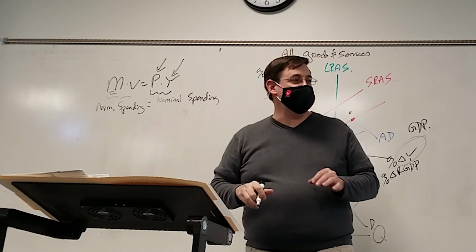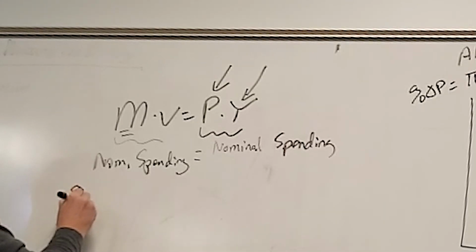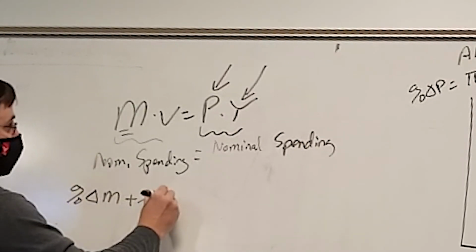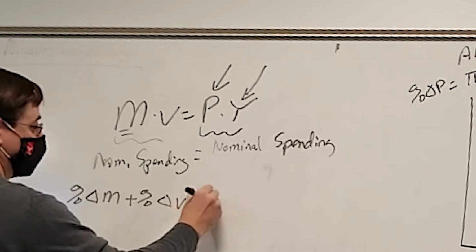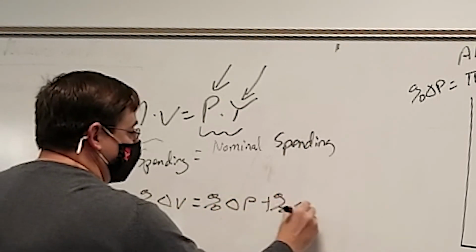What we do with this equation is we apply something mathematically called the Euler theorem. Now you don't need to know it, you don't need to study it, you just need to know the result. The result is that when we think about the rate of change of each of these variables, they show this relationship. The percentage change in money plus the percentage change in velocity is equal to the percentage change in price plus the percentage change in output.